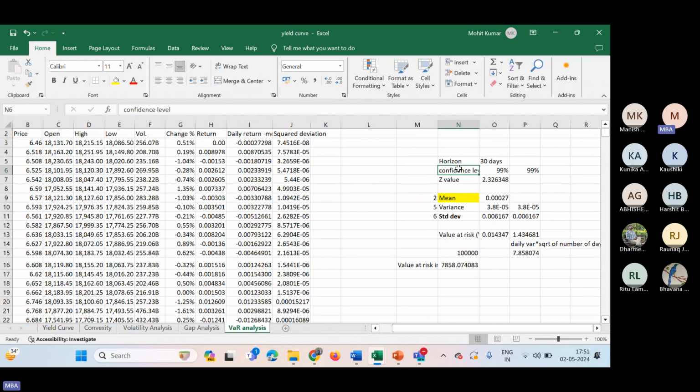This much data they will not give you in the exam. Otherwise, how will you calculate without Excel? You will take minimum an entire day to do this. Okay, this will not be part of your exam.